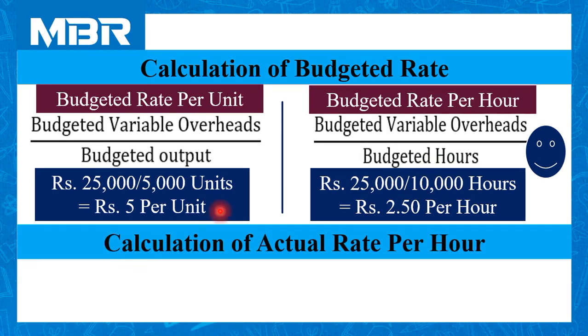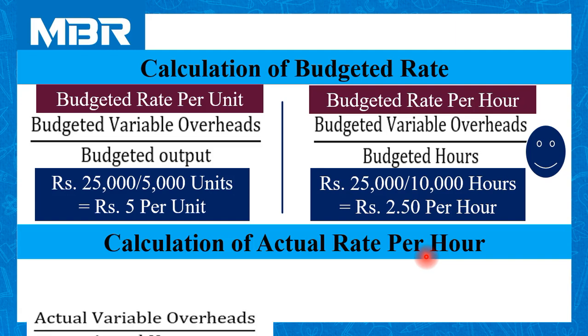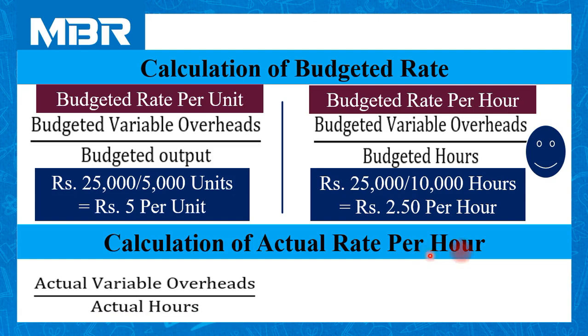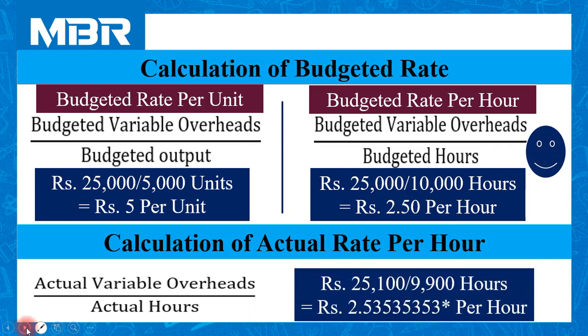Now, after this, we need to calculate the actual rate per hour. We need to calculate only for the time frame, that is per hour. We don't want to calculate anything for per unit. Let us insert the values in the formula. Actual variable overheads divided by actual hours. Move towards the next item in the formula. Actual variable overheads are 25,100 and actual number of working hours given in the question are 9,900.